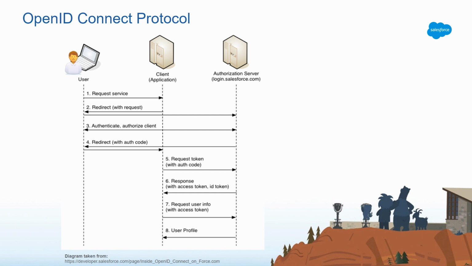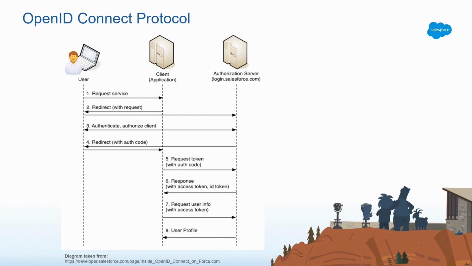So, a quick look at the protocol itself. Again, there are three actors here. The user is requesting a service from a client application, who will then redirect the user to the authorization server. If the user has not authenticated themselves, they'll go ahead and authenticate themselves, and then they'll go ahead and authorize the client.